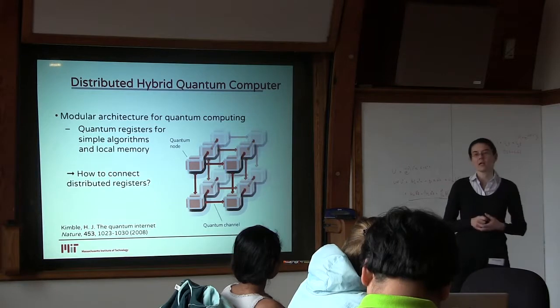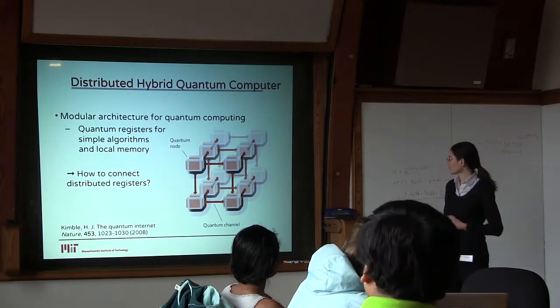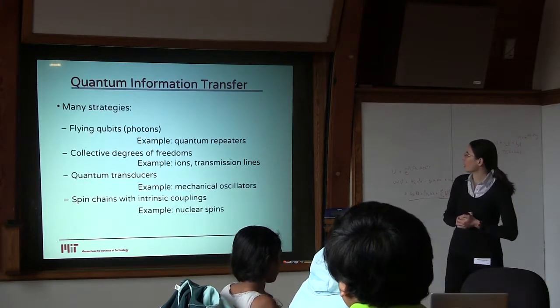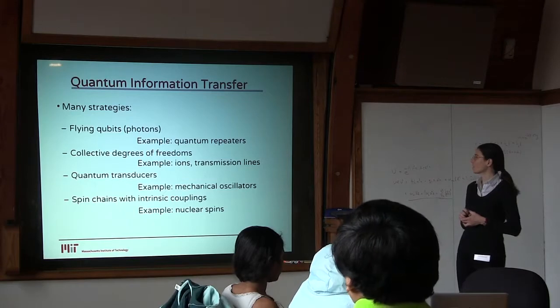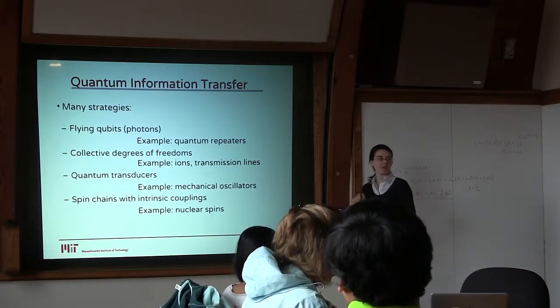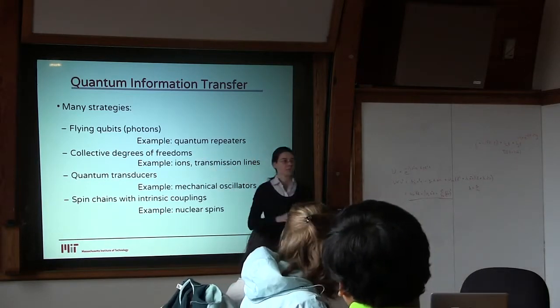So you have still a compact quantum architecture, but not too dense. So possible ways of achieving this information transfer, as I said, here are just some examples. It's not meant to be exhaustive. But we have so-called flying qubits or photons.